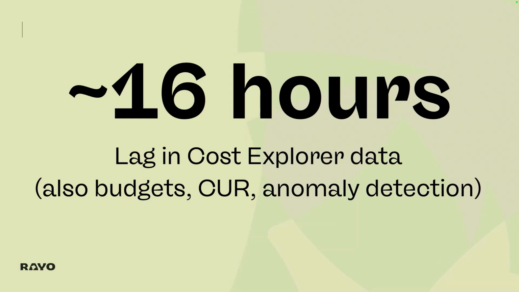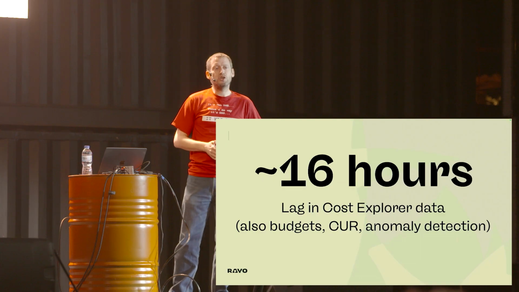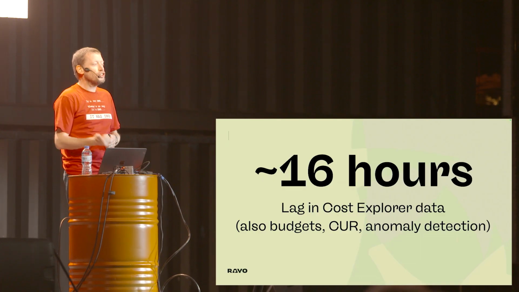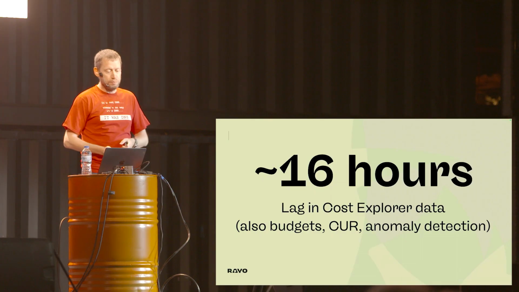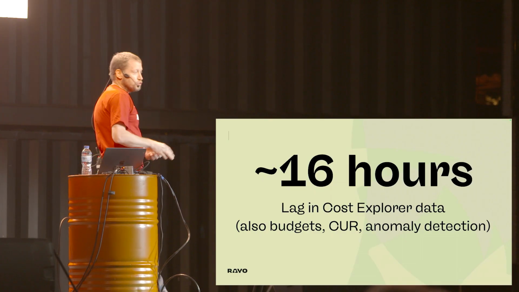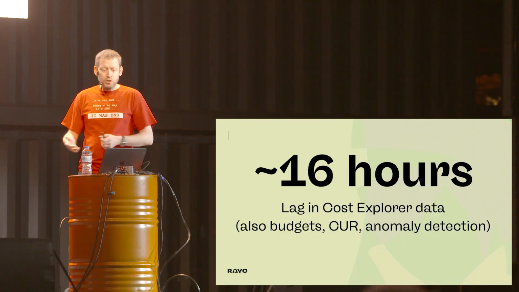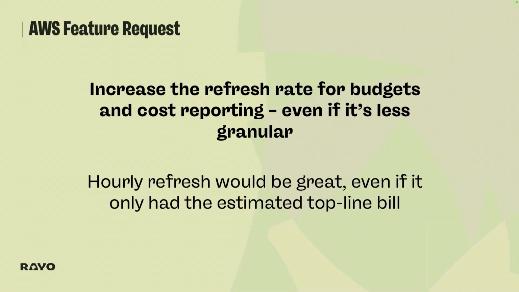When you do the numbers, it was about a 16-hour lag in Cost Explorer between when the cost is incurred and when it appears within Cost Explorer. Now, that same data is used for budgets, it's used for cost and usage reporting, it's used for anomaly detection. So something you need to bear in mind. Another feature request, sorry, AWS folks, there's going to be a lot of these. Can we have something that's slightly more granular or quicker?